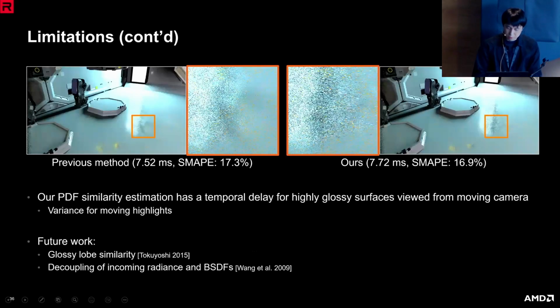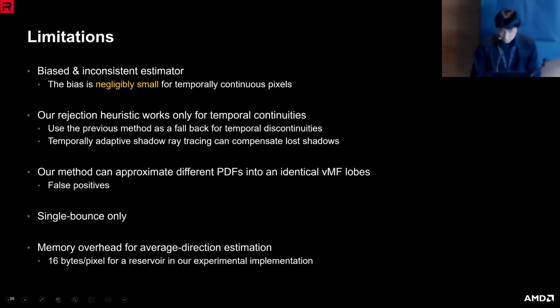Our method has a memory overhead to estimate the average direction. In our experimental implementation, the reservoir data size is 16 bytes per pixel. The reduction of this reservoir data size is also left for future work.